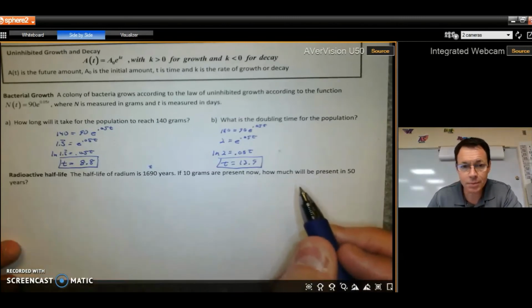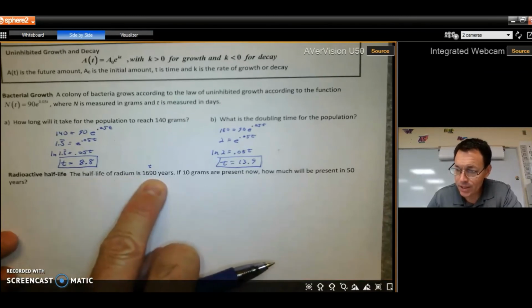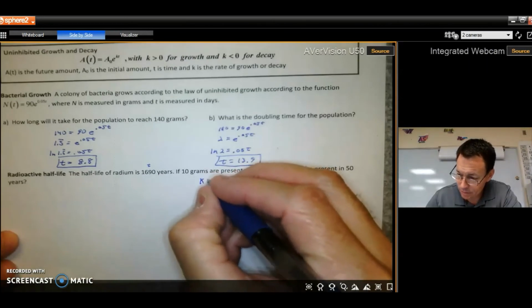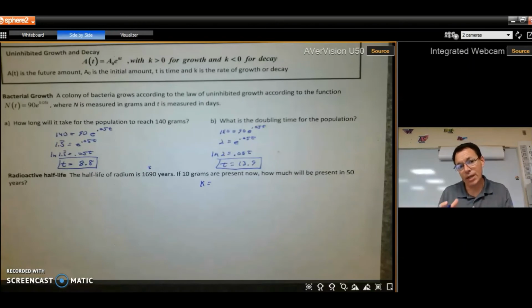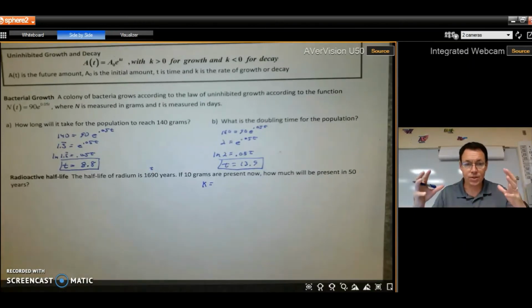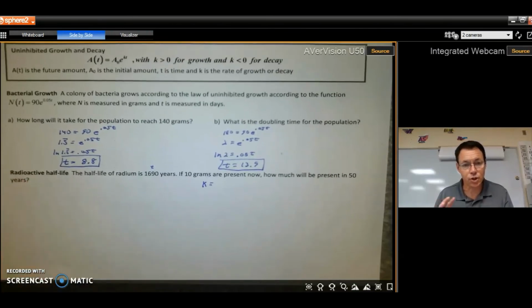Well, we've got a problem here. We know what the half-life is, but we don't know actually what the decay rate is. We need K. We don't know how fast this stuff is shrinking. We just know that it takes 1,690 years to go from its original amount down to half. So this is actually a two-part problem. It just doesn't look like it. You see one question mark, you're being asked one question, you don't realize it's a two-parter.